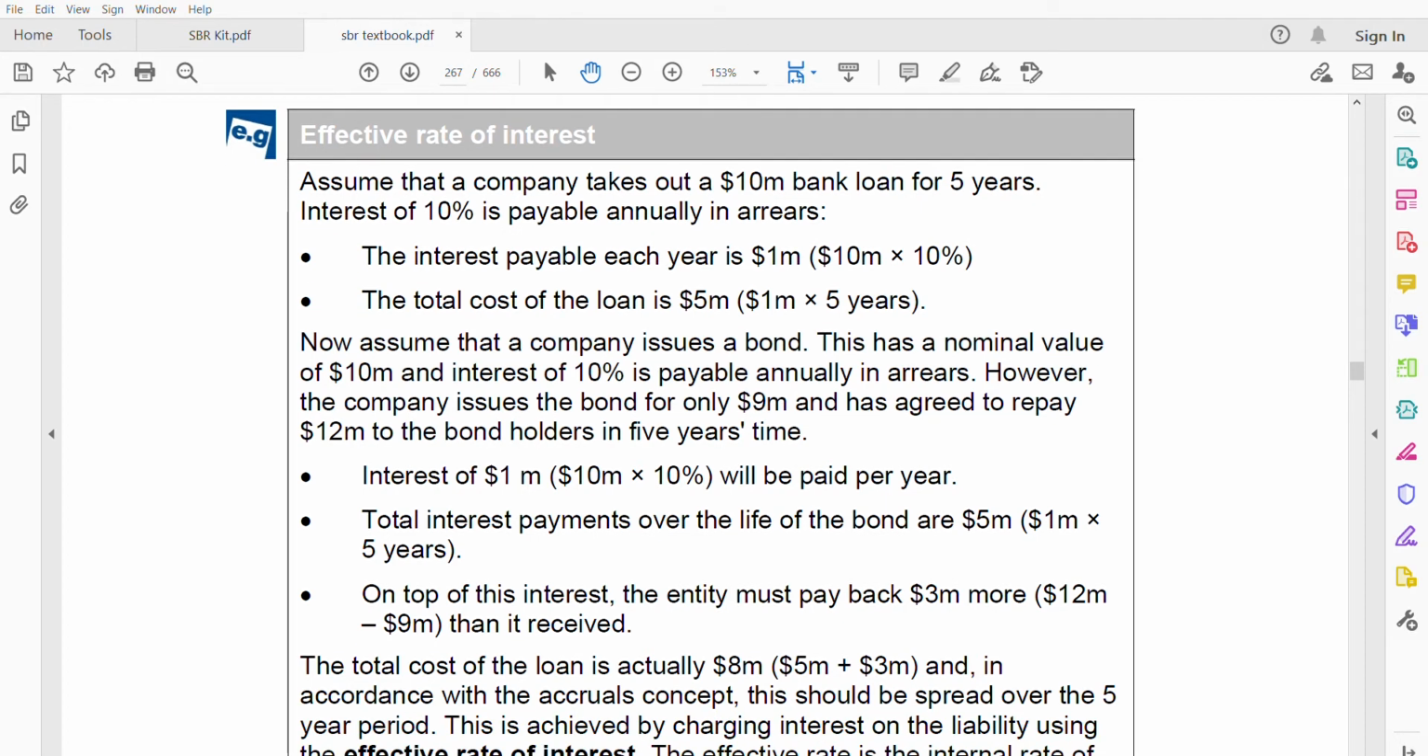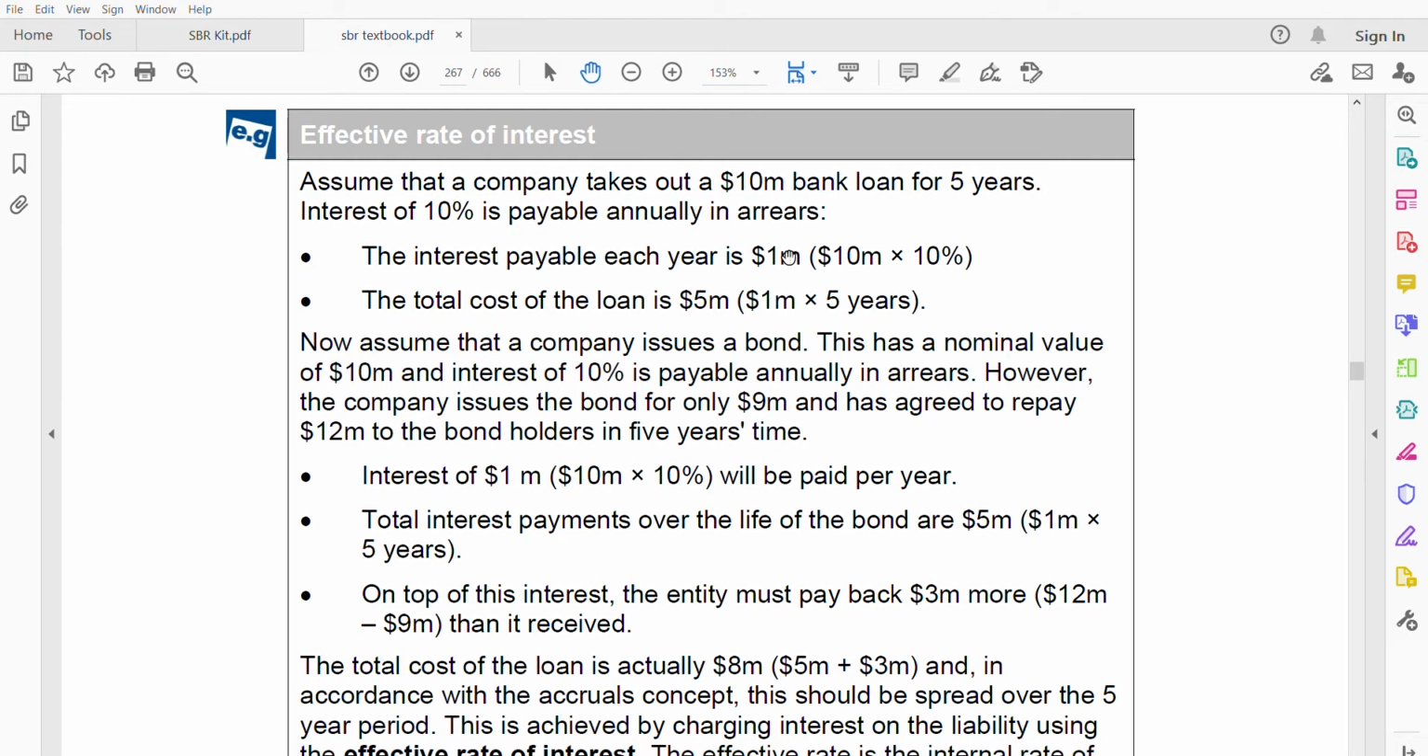Never miss out any examples from your textbook if you are following the textbook. That is the key to pass. Assuming that a company takes out a 10 million loan for 5 years, interest of 10% is payable annually. So how do you calculate interest? It is simple, 10% on 10 million. So 1 million is the interest, and the total cost of the loan will be how much? 1 million into 5 years, so 5 million, right?